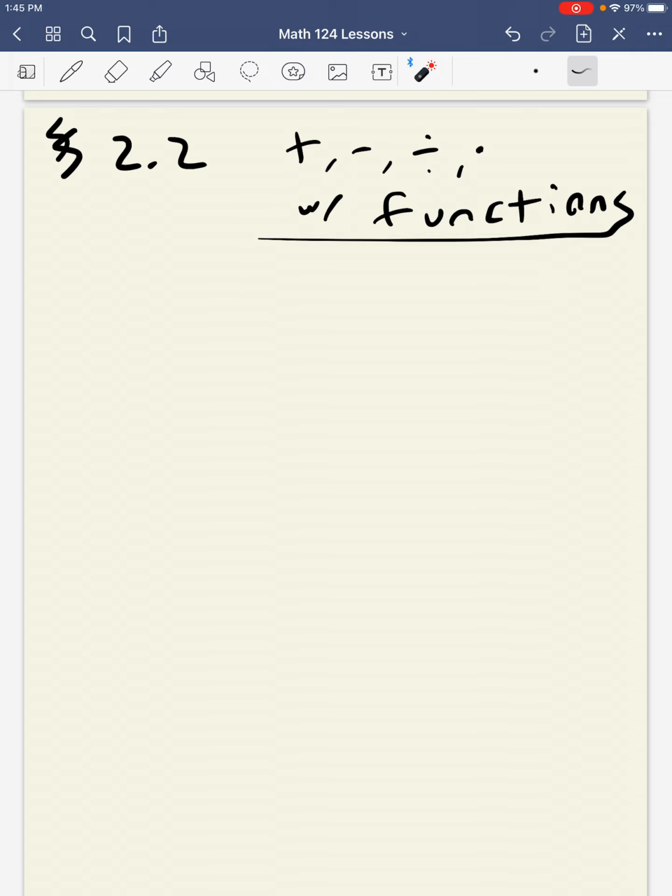So first I'm going to talk about addition, subtraction, and multiplication because they're the easiest, and then we'll talk about division. It's a little more complicated just because we have a function on the bottom of a fraction. Okay, so let's begin.